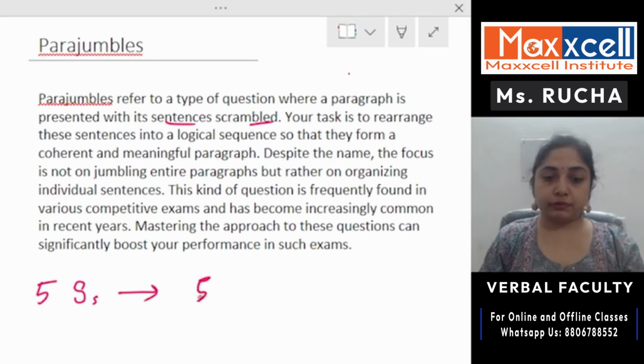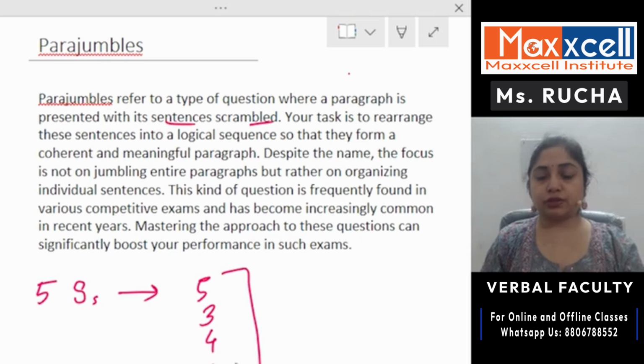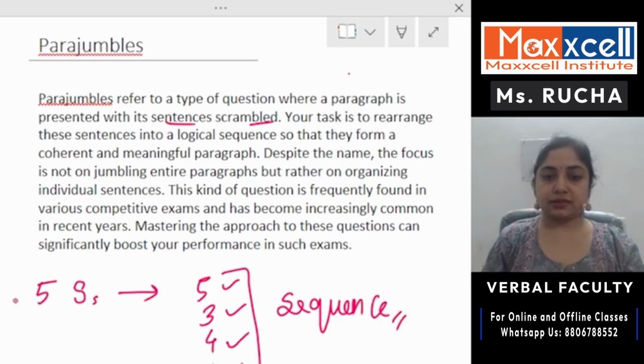fifth one will be given first, then they will give you maybe third, then fourth, then first, then second, and you have to identify the sequence of this, which one should come here, which should go here, which should go here. So we have to find out the sequence of these jumbled sentences. Your task is to rearrange these sentences into a logical sequence so that they form a coherent and meaningful paragraph, right?